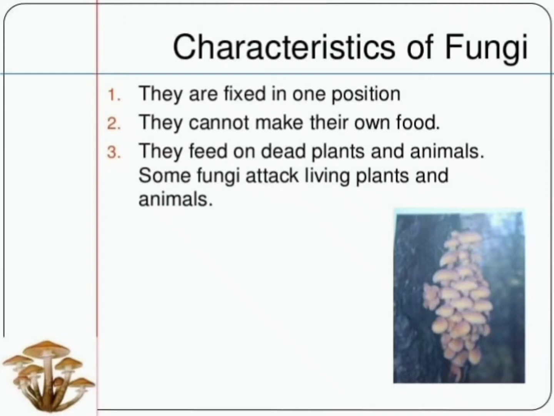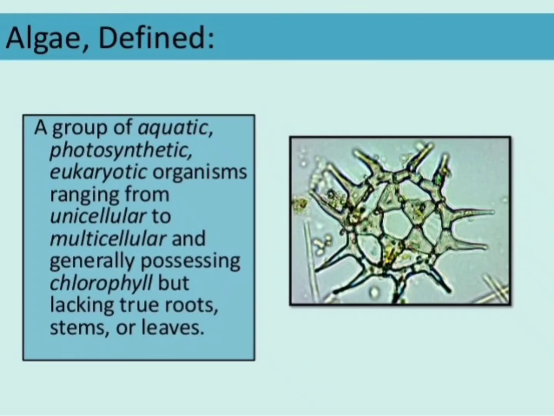Next, fungi. They are fixed in one position, they cannot make their own food. That means they are saprophytic in nature because they feed on dead and decaying plants and animals. Some fungi attack living plants and animals. So fungi are also helpful and harmful. Example, mushroom.